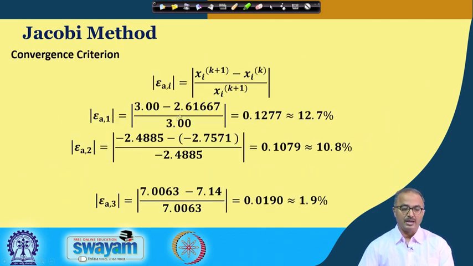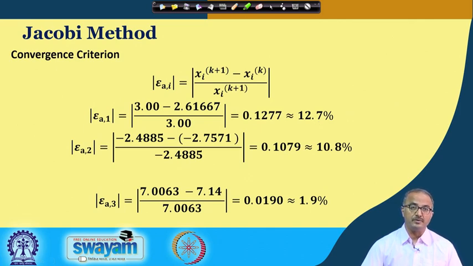Okay. And again we check for the convergence, like we are taking the fractional change, or the percentage change, to see how much percentage change is occurring. So we are finding that it is giving 12.7% for x1, then for x2 it is giving 10.8%, and for the third one it is giving 1.9%. It shows that by choice of the particular equation for x1, x2, x3, x3 is giving the fastest convergence and x1 is giving the slowest convergence.